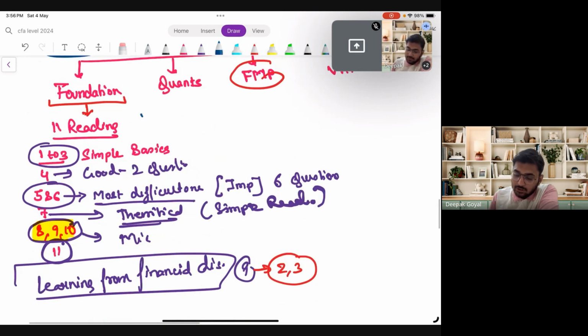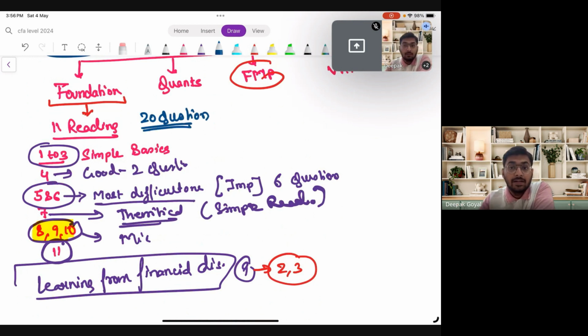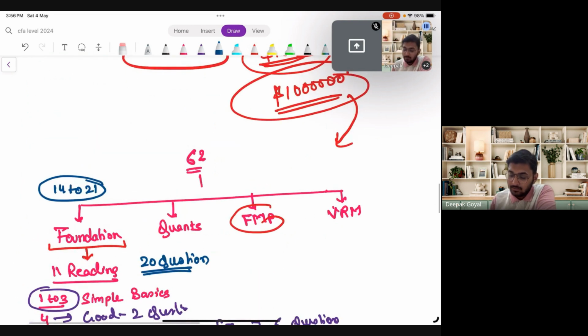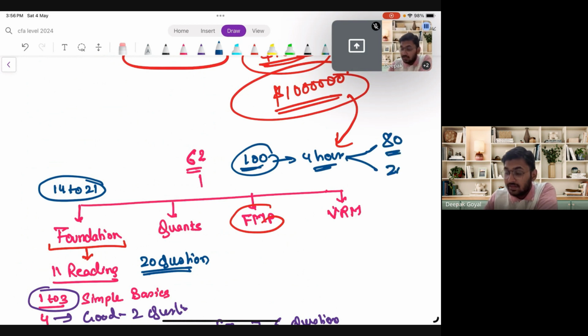Now, 20 questions will come in the exam from the foundation part. 20 questions. Clear? Now, very important. In the exam, you'll be having 100 questions, total. You'll be getting 4 hours time in order to solve the questions. 80 are going to be theoretical in nature, 20 are going to be practical. So keep your mindset ready that yes, you are preparing for something which is mostly theoretical, but not for the learning side, conceptual. Even if you see the theory, it is conceptual.